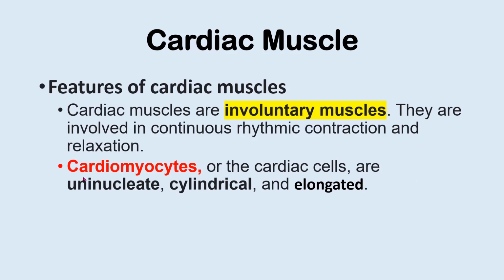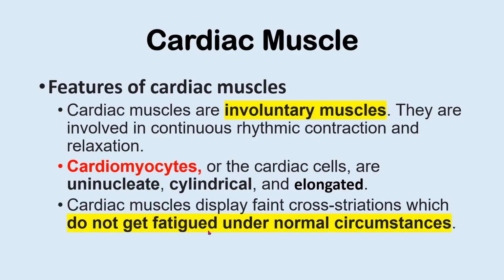So the cells of the cardiac muscles are called cardiomyocytes. Okay, there's three words there. Cardio means heart, myo means muscle, cyte means cell. Or cardiac cells, if you like, but I just broke it up here. So they are uninucleated. You saw the others have multiple nuclei. They're cylindrical and they're elongated.